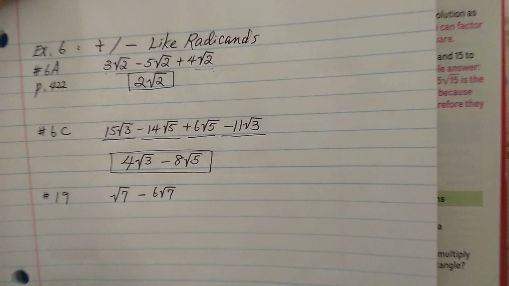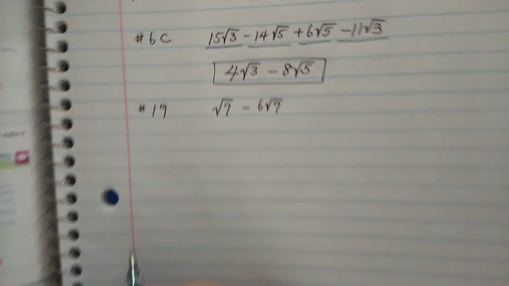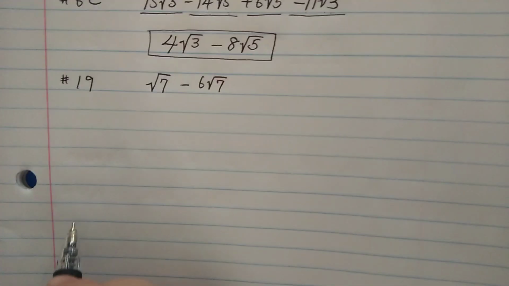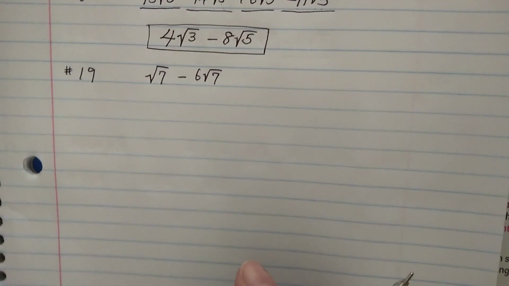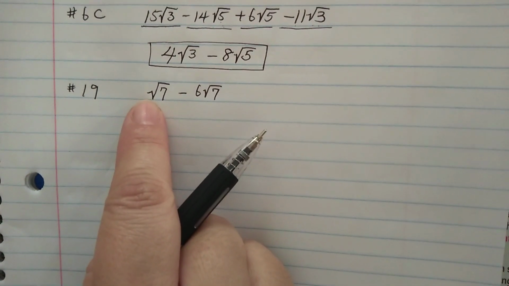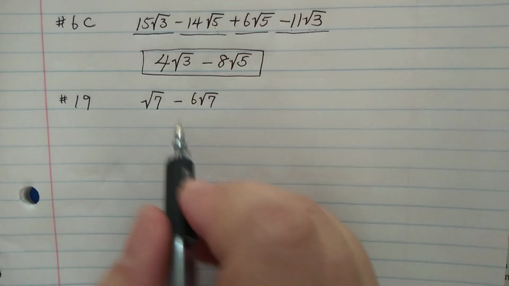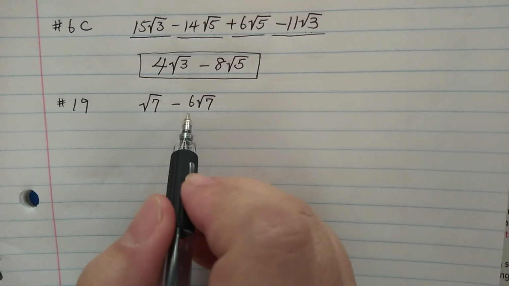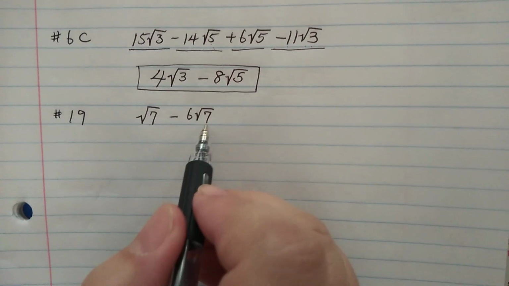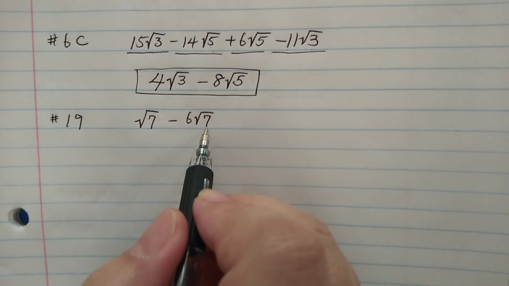Okay. All right, and then finally, this problem. This is from your homework number 19. Okay. So you have a radical 7 minus 6 radical 7. These two are the same radicand.